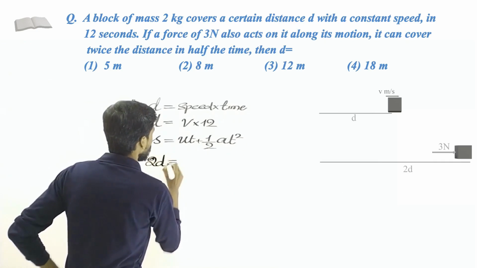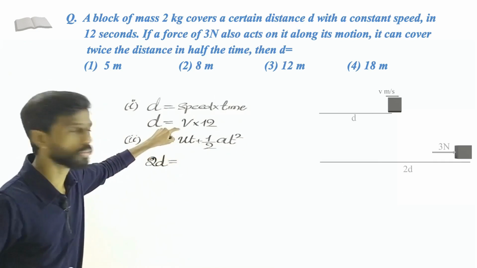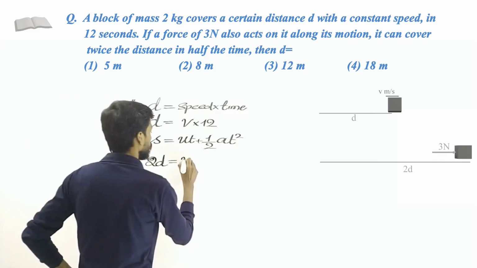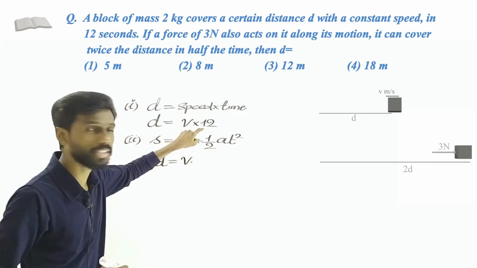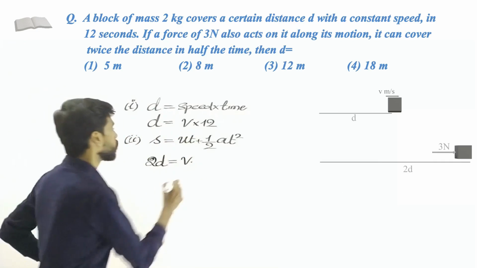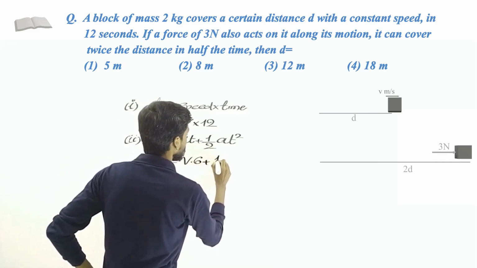That equals u, the initial speed, which is the same as this speed v, multiplied by t. This time the time is only half the time. See, here it is 12 seconds, so here it is only 6 seconds. So v multiplied by 6 plus half a.